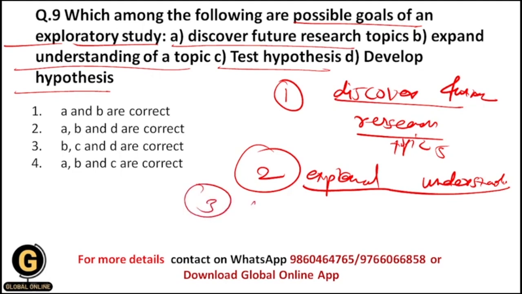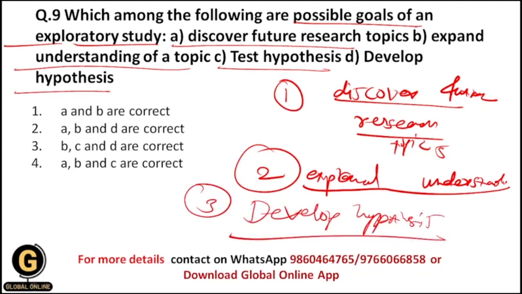And the third goal is to develop a hypothesis, as I told you earlier in this video. We are going to develop the hypothesis in the exploratory study. So we don't test the hypothesis over here. There is no need to test it, because there is no kind of conclusion over here. We only develop the hypothesis in the exploratory study. We don't test it. And that's why the correct answer to this question is the second, that is A, B, D are correct, because only these are the possible goals of an exploratory study.